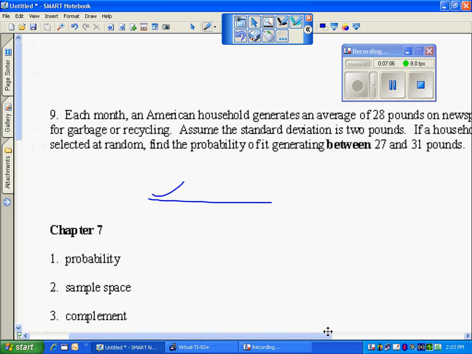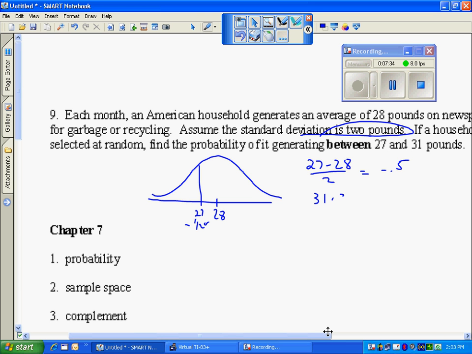So again, we fit this normal distribution. The standard deviation is 2 pounds, and the average of this is supposed to be 28. So if you generate 27, you are down a half in terms of steps, because remember this would be 28. So 27 is 1/2 of a standard deviation below center. And 31 is going to be above. So 31 minus 28 is 3/2, which is 1.5. So 31 then is up in here.